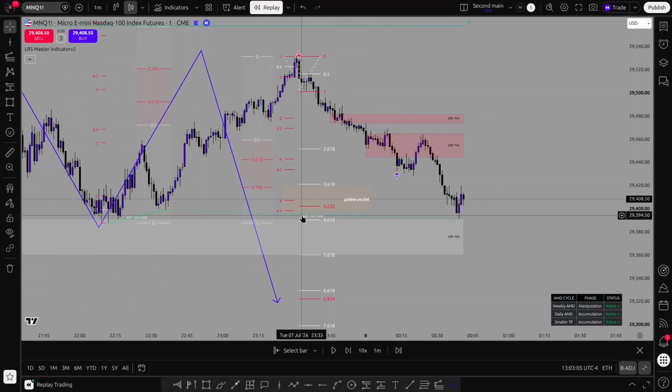Right now I have an unconfirmed SMT. I have a double SMT sequence. I have it between these lows and these lows right here. Let's see what happens.